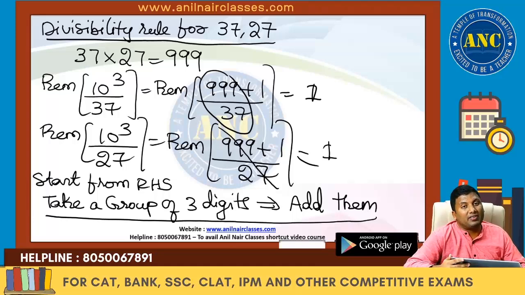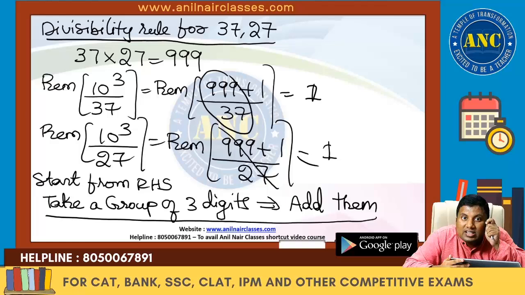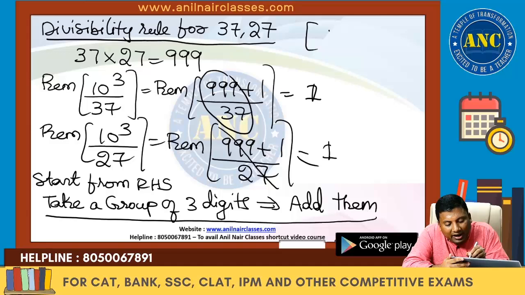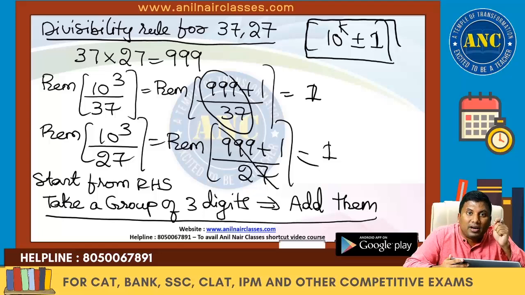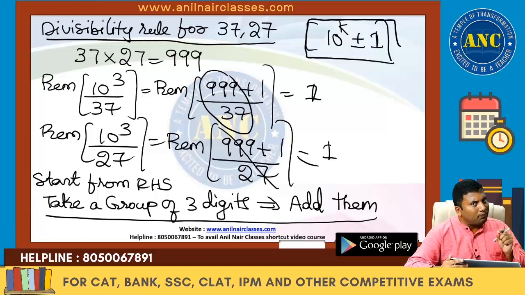37 into 27 is 999. Look out for numbers which are 1 less than 10 power k or 1 more than 10 power k. We are trying to find the numbers whose product will give 10 power k plus or minus 1. Start from the right hand side, take a group of 3 digits and add them. I hope the concept is clear.